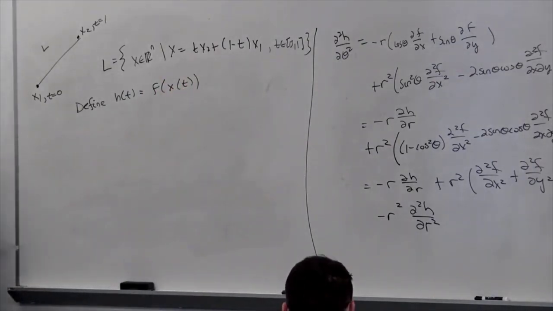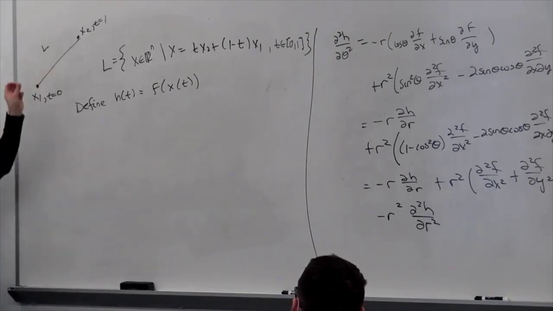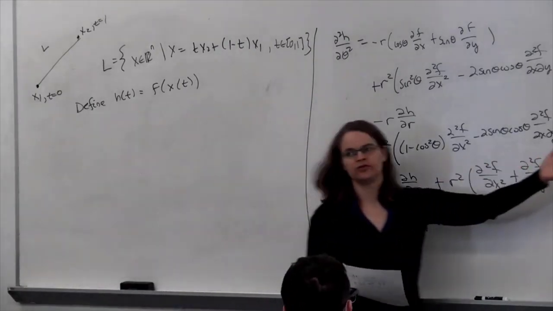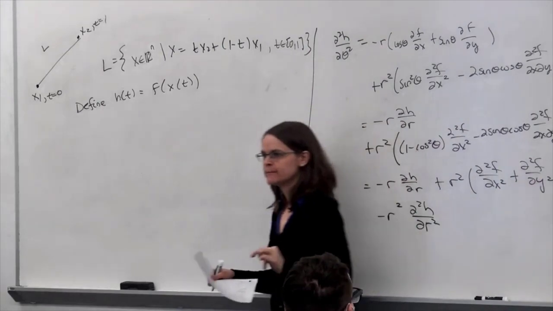Okay, so what have I done? I've just taken the function I started with and restricted it to this one-dimensional domain. Okay, now let's see what we can do. This is a function of one variable, so it would be natural to say I already have a mean value theorem for a function of one variable. So let's use it.